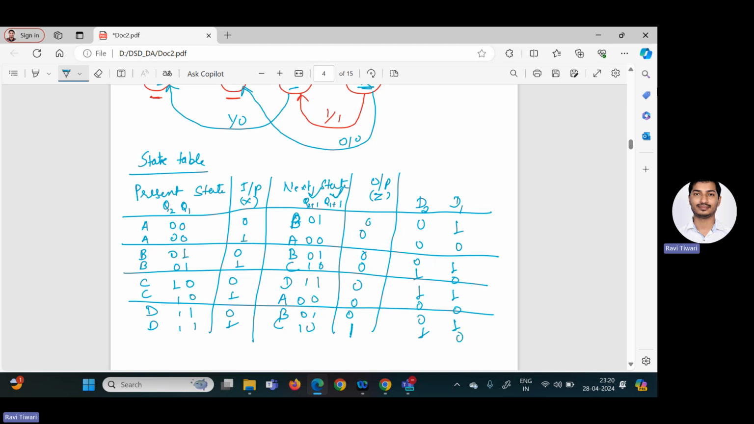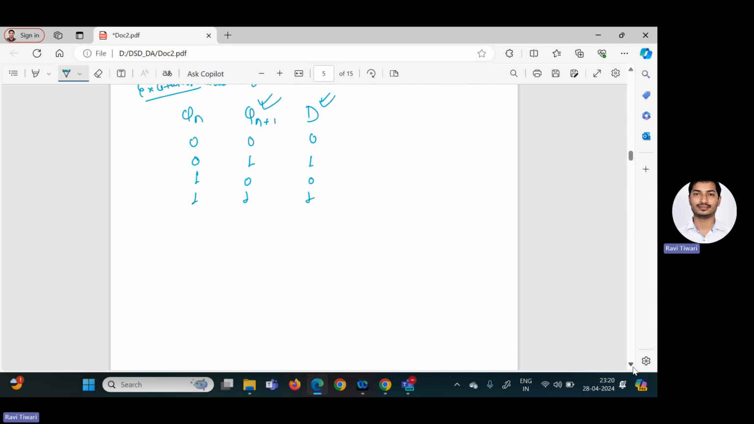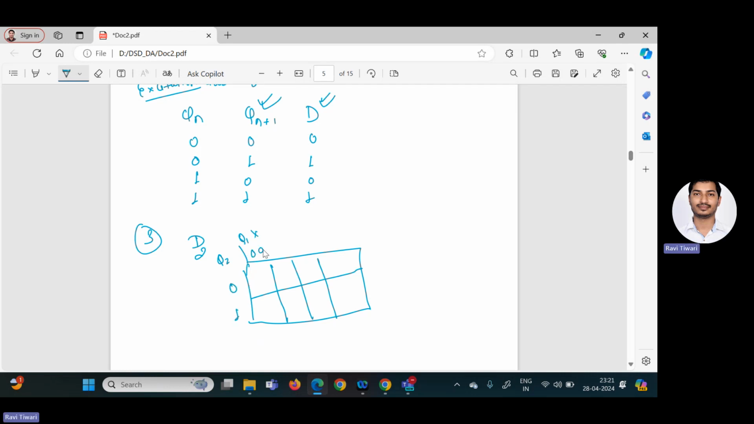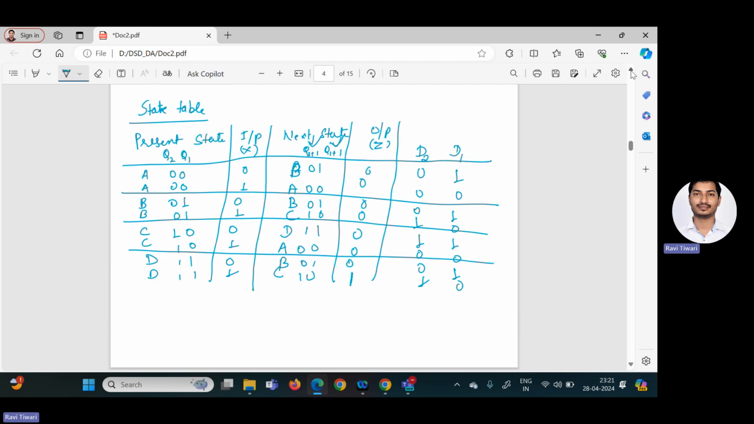Now after this, we have to find out the expression for D2 and D1 by using the K-map. So here I am drawing the K-map. This is the third step where we are finding the expression for D2 by using the K-map. And as we are having three inputs, that is Q2, Q1, and X, we are having the three variable K-map: 0, 1, 0, 0, 0, 1, 1, 1, 1, 0. Why are we writing like this? Because in the K-map, we write down the gray code. Okay, we design the K-map by using the gray code.